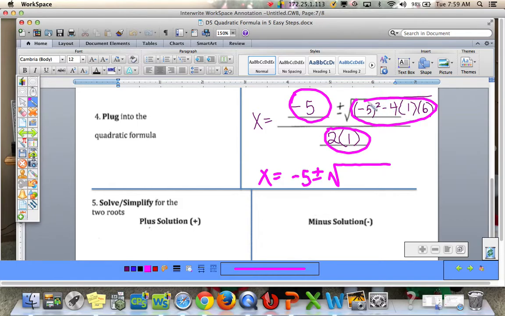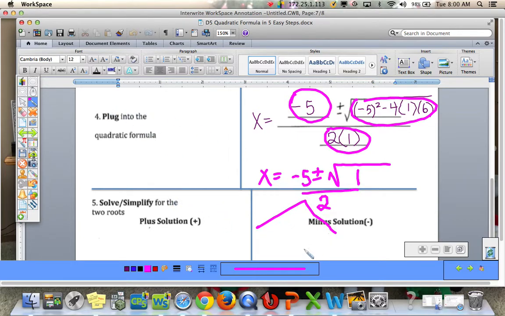Again, use the parentheses, but we see that negative 5 squared is 25 minus 4 times 6, which is 24. So that's 1. So I want to see that all over 2 times 1, which is 2. So I want to see these three numbers separate. Step 5 is to solve or simplify for the two roots. There's two answers, the plus and the minus.